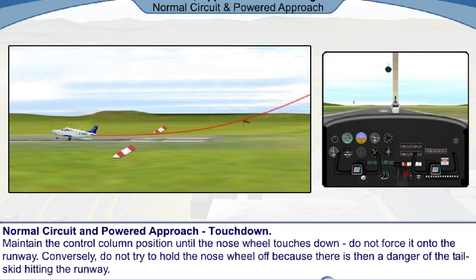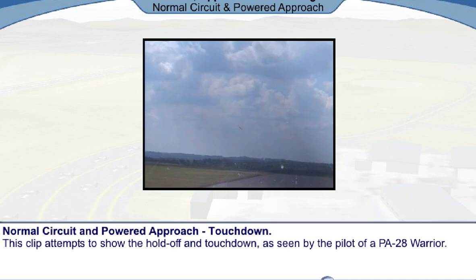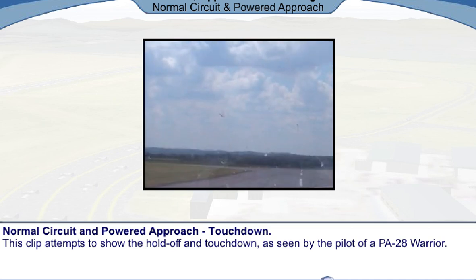Maintain the control column position until the nose wheel touches down. Don't force it onto the runway. Conversely, don't try to hold the nose wheel off because there is then a danger of the tail skid hitting the runway. This clip attempts to show the hold-off and touchdown as seen by a Warrior pilot.